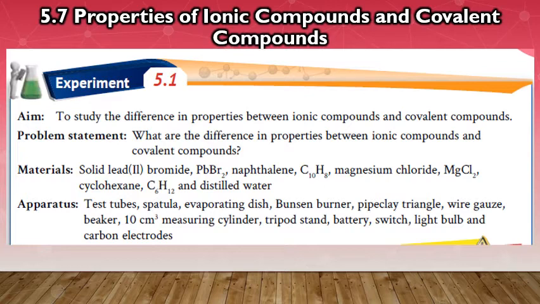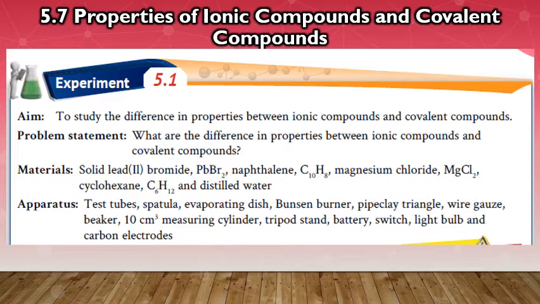For A, to find the electrical conductivity of compounds, the conclusion is, ionic compounds can conduct electricity in molten state but not in solid state. Covalent compounds cannot conduct electricity in all states.